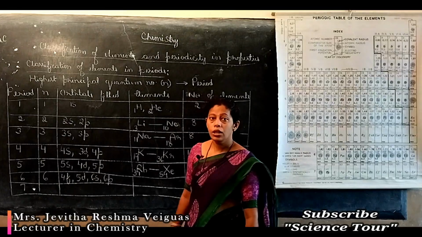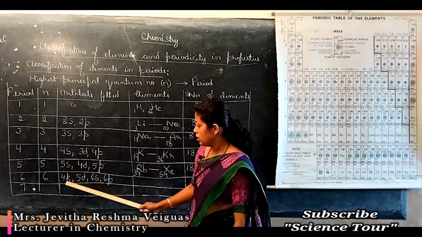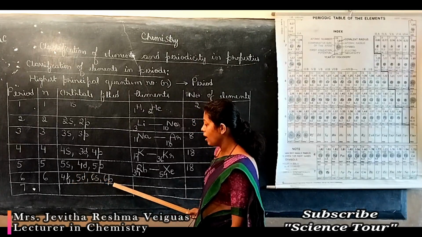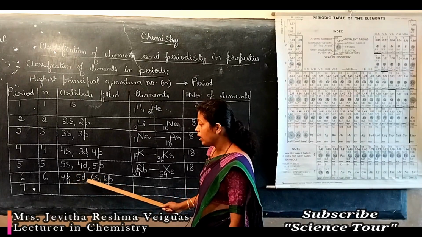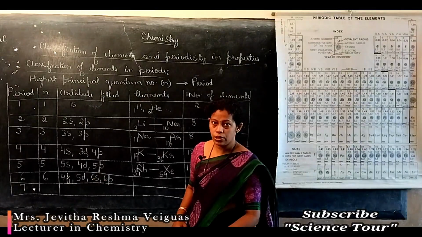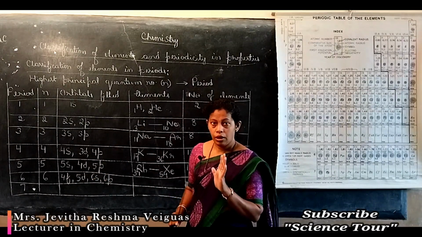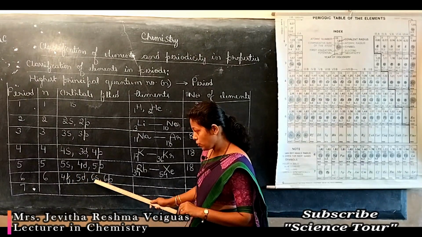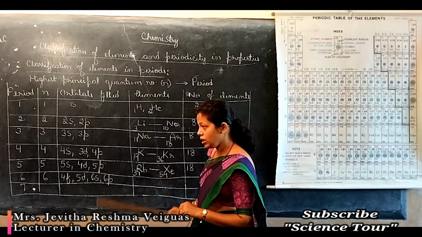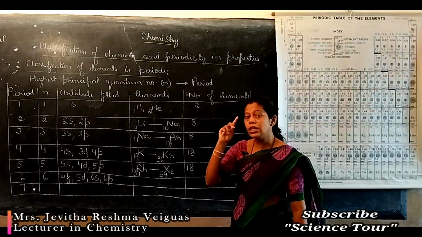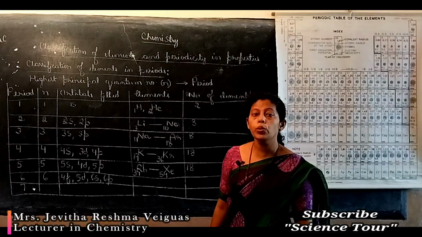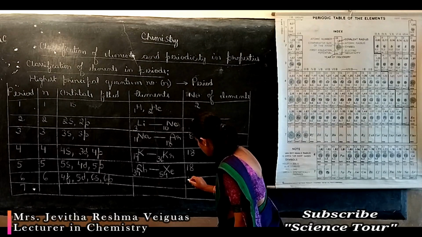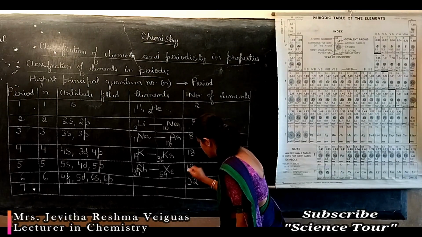F orbital contains totally 7 orbitals: 7 f orbitals, 5 d orbitals, 1 s orbital and 3 p orbitals. So totally we have 16 orbitals. 7 f, 5 d means 12, plus 1, 13, and 3 means 16. In 16 orbitals, maximum 32 electrons possible. Hence, period number 6 has totally 32 elements.